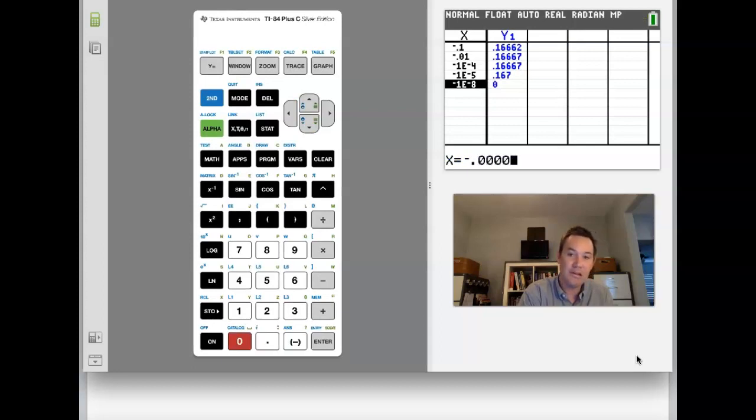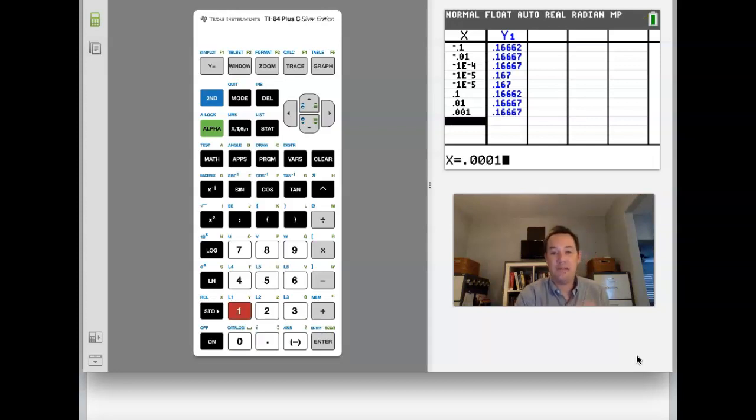Negative point. Sorry, I think I did too many and my calculator got round off error. All right, so let's see if it does the same thing from the other side. If I approach 0 from the positive, like 0.1, 0.01, 0.001, 0.0001. Yeah, it does seem to approach 0.16 repeating, which is actually 1/6.